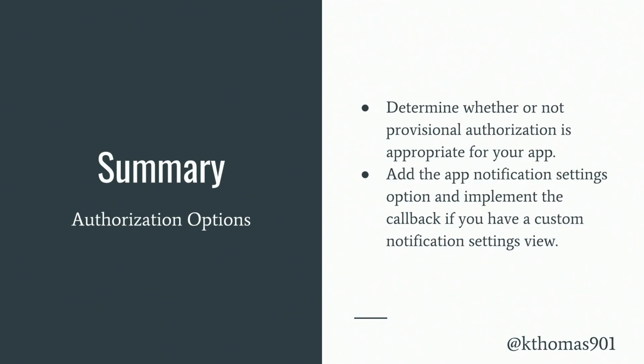So let's summarize all of that. There's a lot there, right? First, we have the authorization options. If you don't mind your notifications being delivered quietly, you probably want to set provisional authorization on your notifications. That way, you don't have to request permission from the user. And if you have any custom notification settings, you want to make sure that you have a deep link directly from the notification and implement that callback so that when the user selects it, they're able to go to your custom settings.